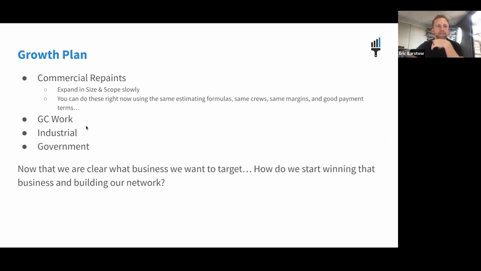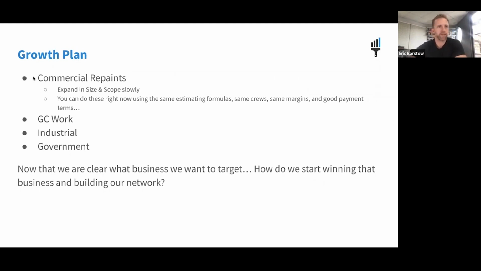So there's really no reason to add these other segments until you've got this so dialed in that maybe you've got an estimator and a salesperson, maybe a project manager, so you're stepping out. It's already kind of growing on its own, which we'll show you how to do in a moment. And now you can say, okay, I've built that model. It's doing good. It's growing. Now I'm going to go build my GC model. So that's the plan: start with commercial repaints.